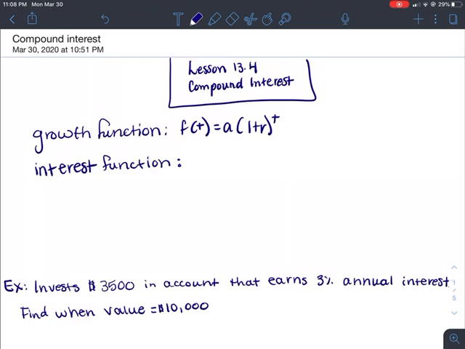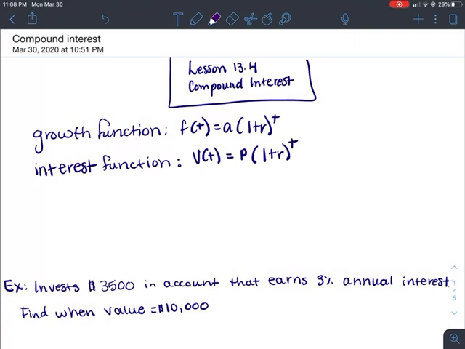Today we're going to be going over lesson 13.4, compound interest. Okay, so when we have a regular growth function, it looks like this: f of t equals a times 1 plus r to the t power. When we have an interest function, it's going to be v of t equals p times 1 plus r to the t power.